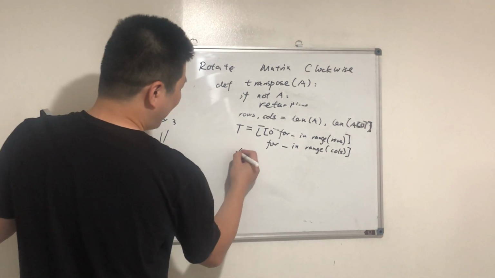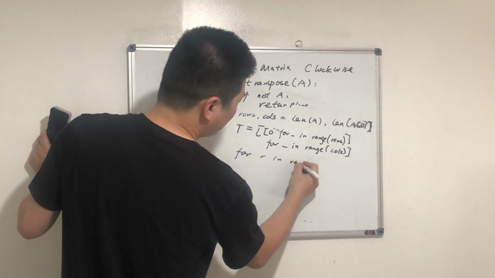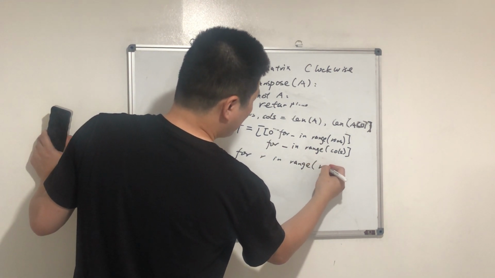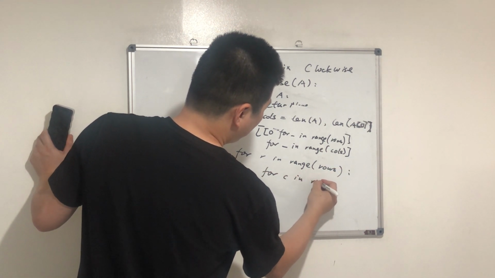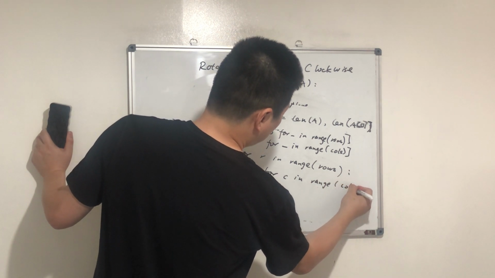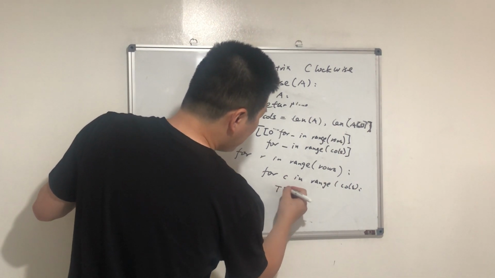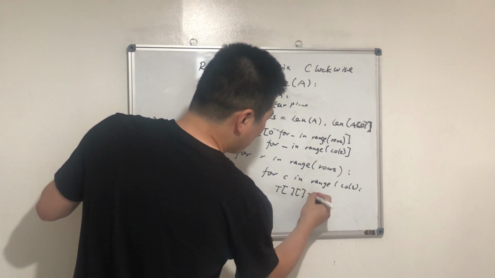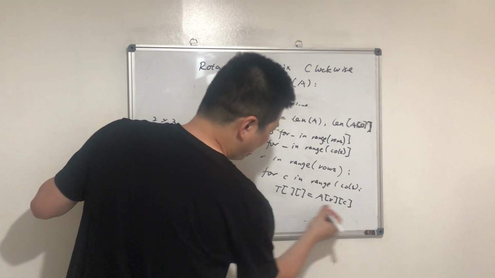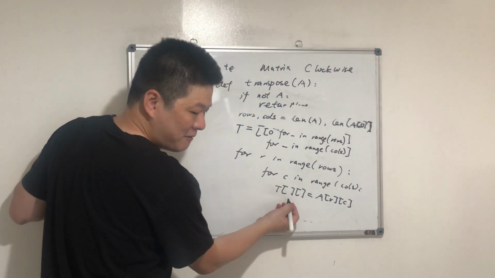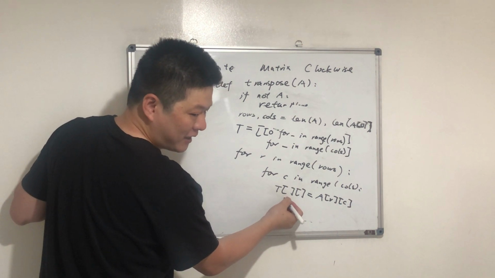And then I can just go through this original matrix: for r in range rows, for column in range columns. Okay, this is the interesting bit. t equals, the original matrix is A, A[r][c]. And here, what should I put? This is r, c from the original, and here, the transpose one will be what?